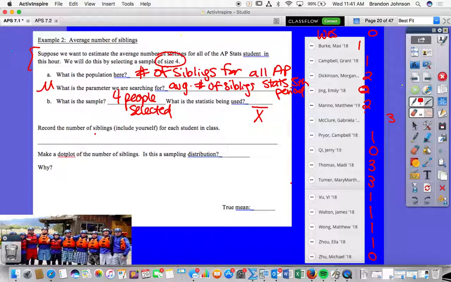The amount of siblings there. Put it here, okay? And then afterwards, we don't have to record the number of siblings. We've already done this over here. So then, down below, this will be our sampling distribution, and you can just copy what you see up here. That make sense? All right, couple minutes. Ready? Go.